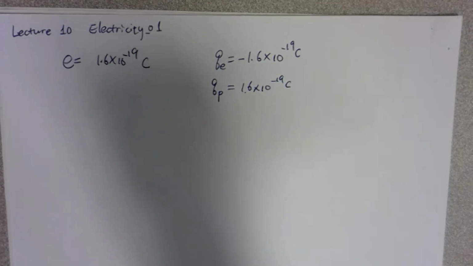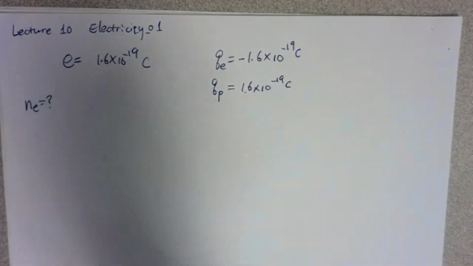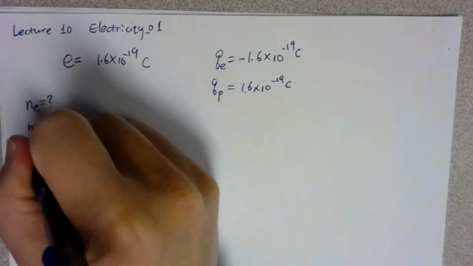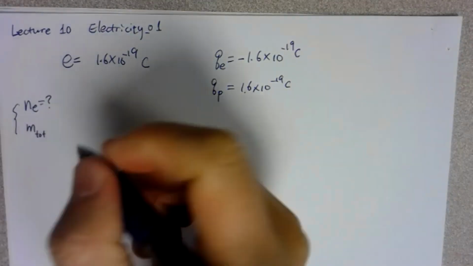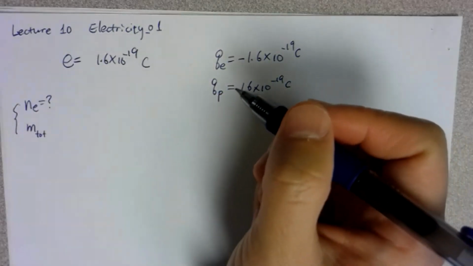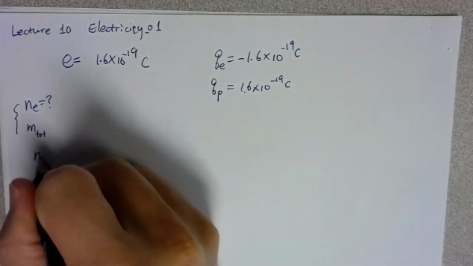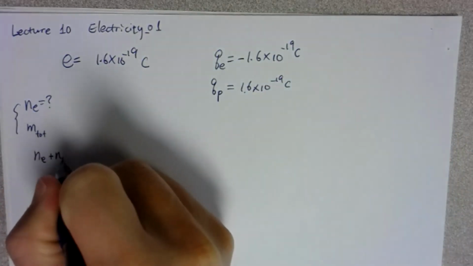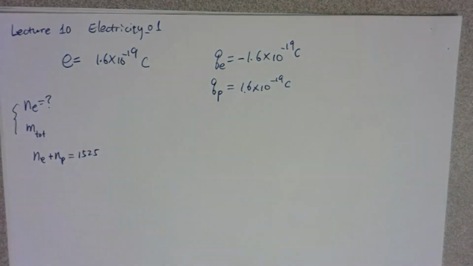And let's call the number of electrons N sub E. So you're looking for that, and also the total mass of the system, so parts A and B. It says the total number of particles is 1525, so you can write the number of electrons plus the number of protons is 1525. It also tells us the net charge.